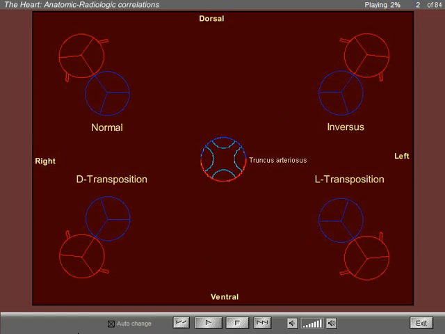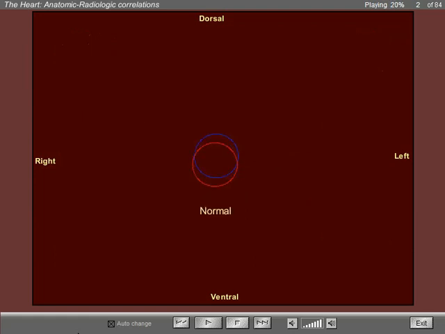The truncus arteriosus is a midline structure that septates. The ventral part is going to give origin to the ascending aorta, and the dorsal part to the pulmonary trunk. The final location of these vessels is a rotation to the left, as is indicated, where the pulmonary trunk ends ventral and to the left of the aorta.